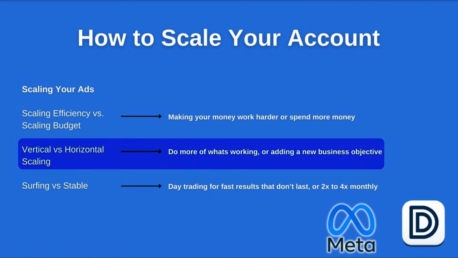Next, we have to look at vertical versus horizontal scaling. Vertical scaling means just adding more budget to a campaign that is already efficient enough to handle more spend. Horizontal scaling means adding additional campaigns for other business objectives. A great example of this might be adding a catalog ads campaign to your hero offer campaign. So instead of doubling your budget, you just started a second campaign with a slightly different business objective. And that's an easy way to horizontally scale your account.